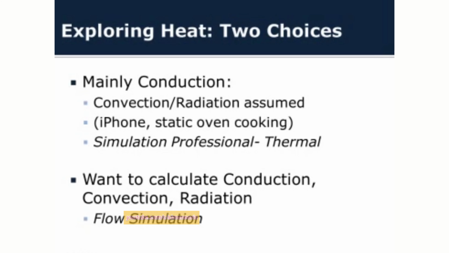And one thing real quick, to show you that we have two different choices. This question comes up a lot, so I figured I'd throw it in there. If you're mainly doing conduction, this is more for the working level engineers, and you've got some assumed coefficients for convection and radiation, examples of this would be an iPhone. There's not a lot of convection going on inside an iPhone. It's packed so tightly. If you've got an oven and there's no airflow in the oven, you just want to see how fast your potato cooks, no convection. You can use our Simulation Professional package. It's got a thermal module.